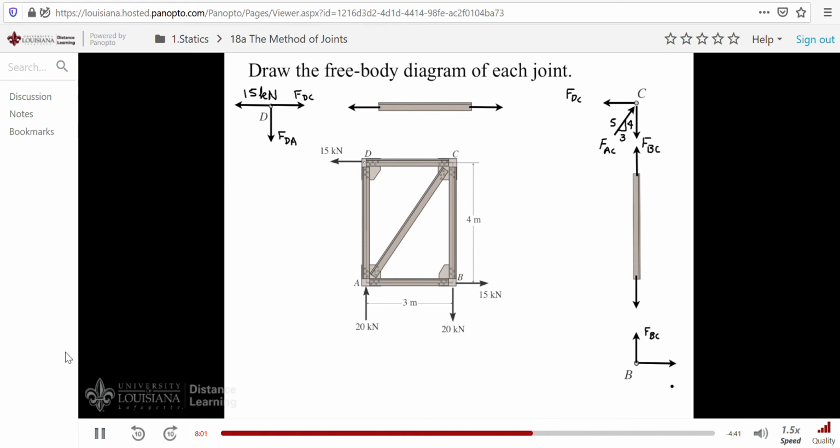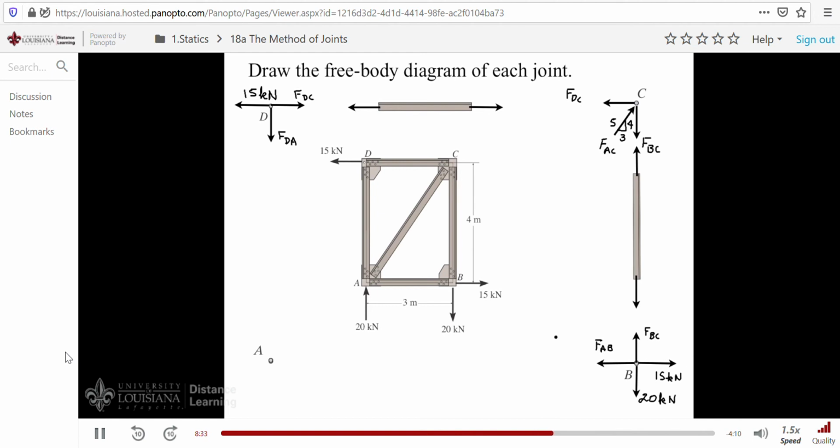We also have the 15 kilonewton force acting. And we have the force of 20 kilonewtons. And finally, we have the force F of AB. A complete free body diagram. Finally, we'll look at joint A. But before we do, let's discuss what's happening to each member.